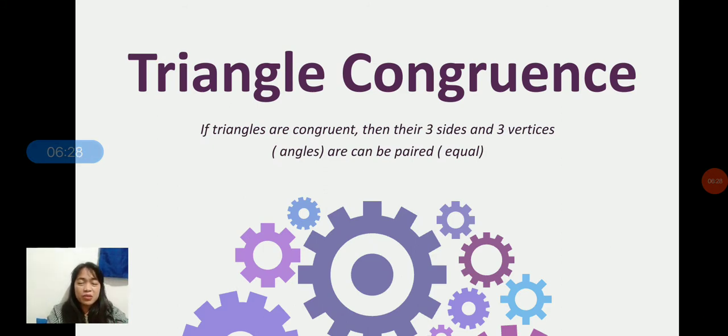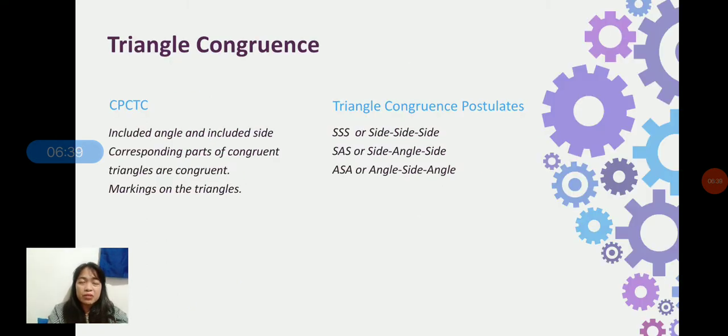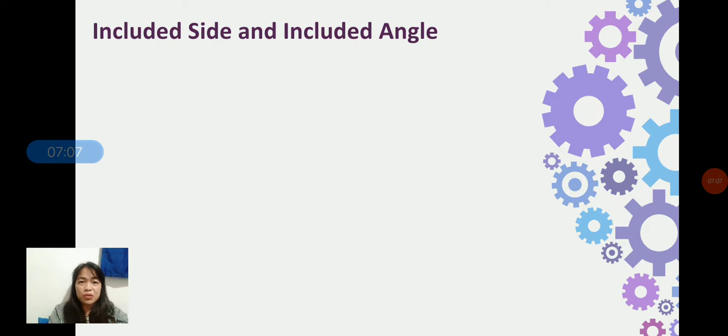Now, triangles are congruent if their three sides and three vertices can be paired. So, in this topic, we will be tackling CPCTC, which have included angle and the included side. Corresponding parts of congruent triangles are congruent, and about the markings on the triangle. And on the second part, we will have the triangle congruence postulates, which are SSS, SAS, and ASA. Let us proceed with the first part.